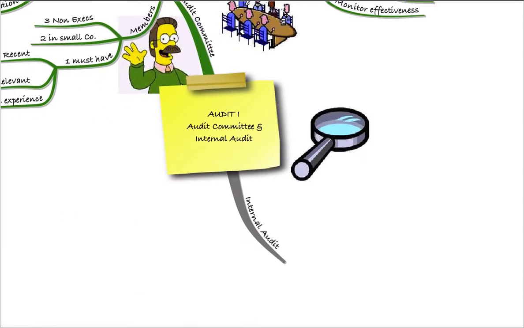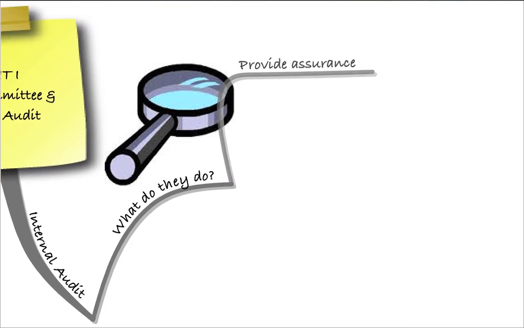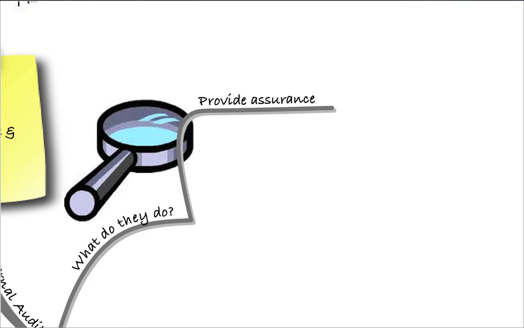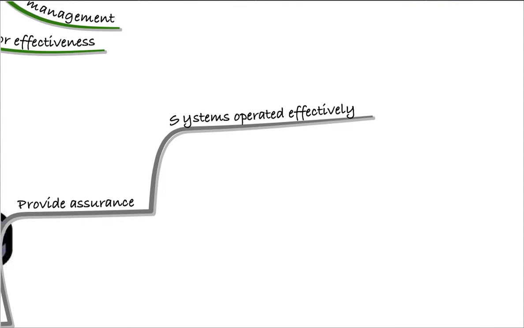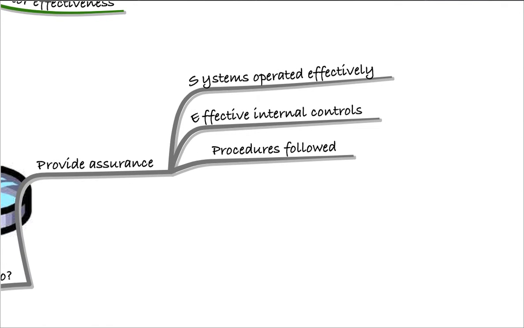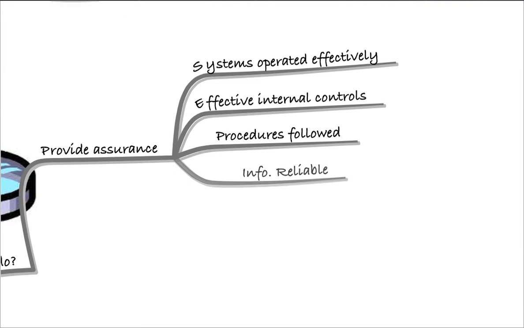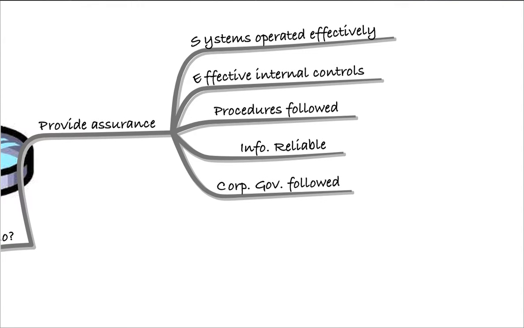So we've mentioned internal audit. What do the internal auditors actually do? Well, they provide assurance over various aspects of the business. Remember, this is a department of the business like any other department, and what they will do is provide assurance that the systems are being operated effectively, that we have effective internal controls, that the procedures for internal controls are being followed, and ultimately therefore that the information coming out of the system is reliable. They'll also ensure that corporate governance rules are followed and compliance with rules and regulations in general is carried out.